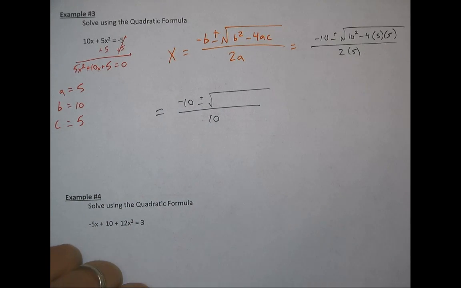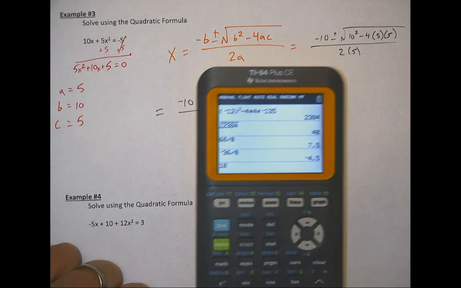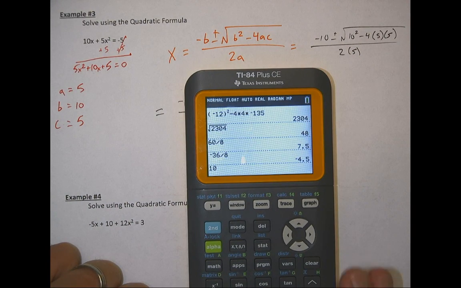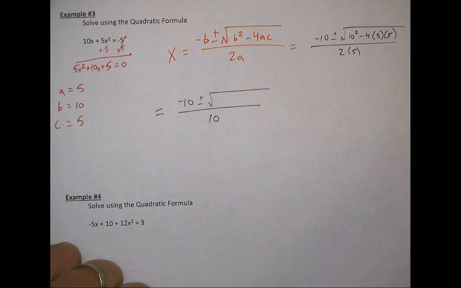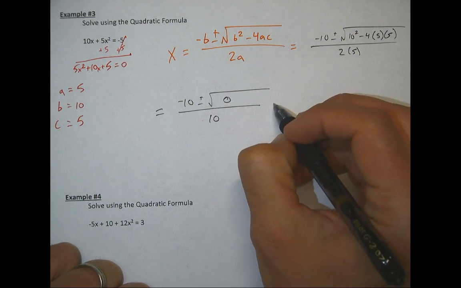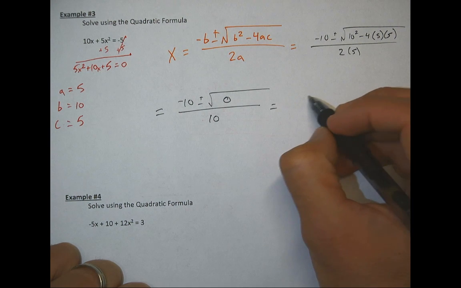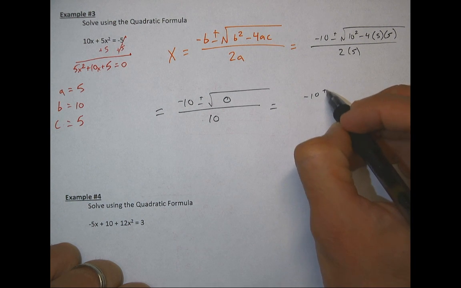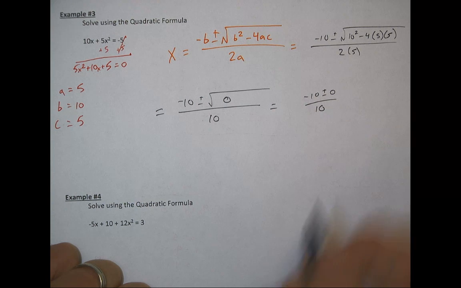Let's go ahead and get the number on the inside here. So I'm going to do 10 squared minus 4 times 5 times 5. That's 0. So I get 0 in here. And so now the square root of 0 is just 0. So negative 10 plus or minus 0 divided by 10.